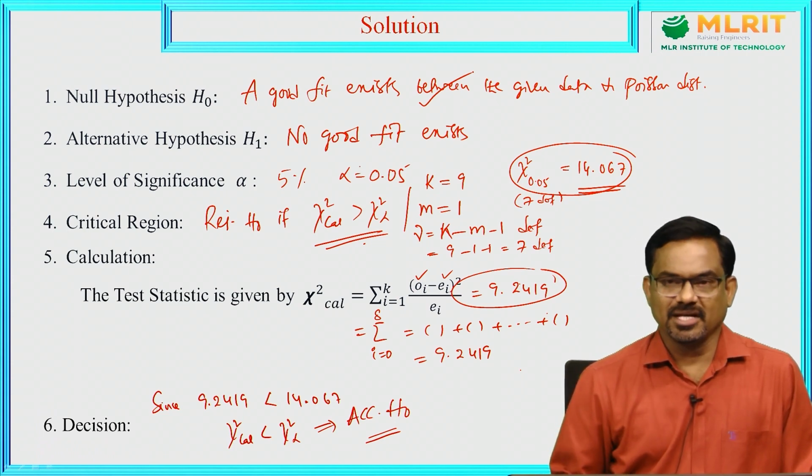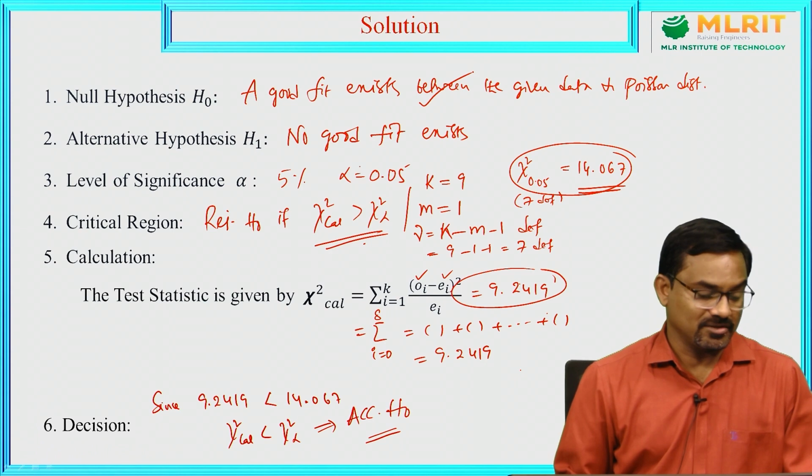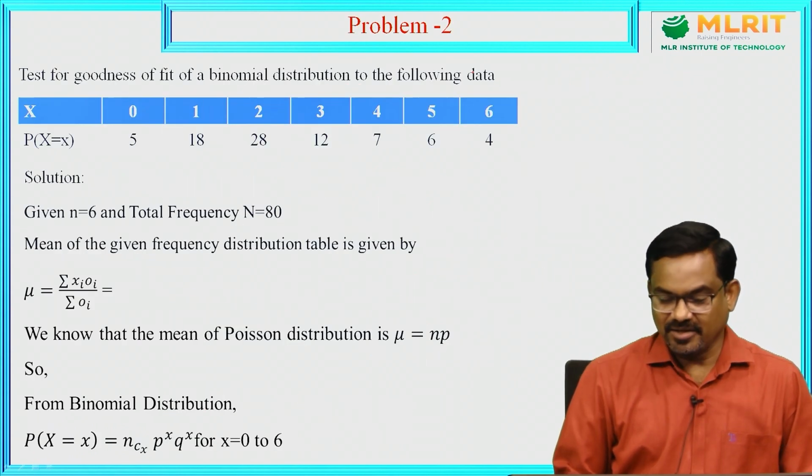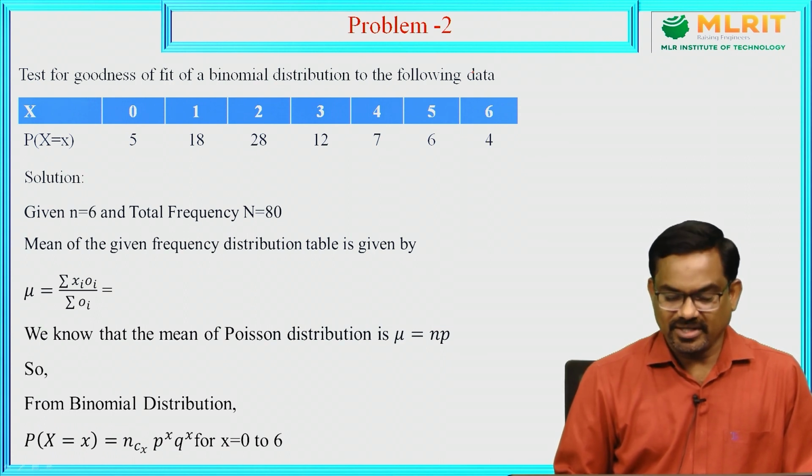In this particular example, between the given data and the theoretical distribution, the Poisson distribution, a good fit exists. That is the final conclusion. Similarly, let us consider another example. Test for goodness of fit of a binomial distribution to the following data.